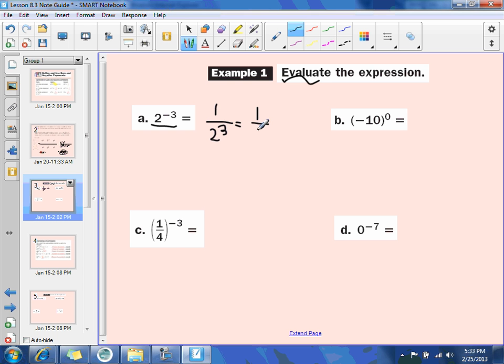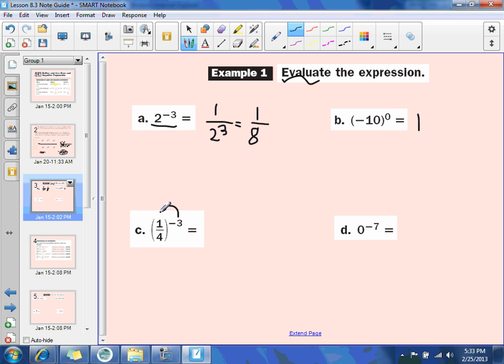2 times 2 times 2. Do not say 6. You should cringe right now if you did. Should be 8. Letter B, blah to the 0 power. And it doesn't matter what blah is because anything to the 0 power equals 1. No joke, it equals 1.